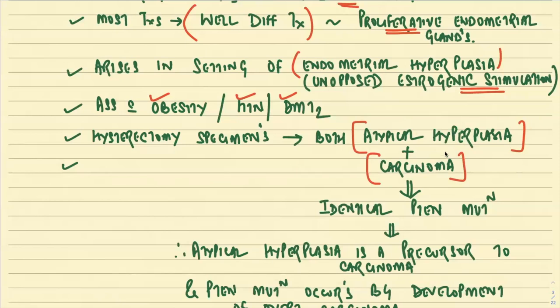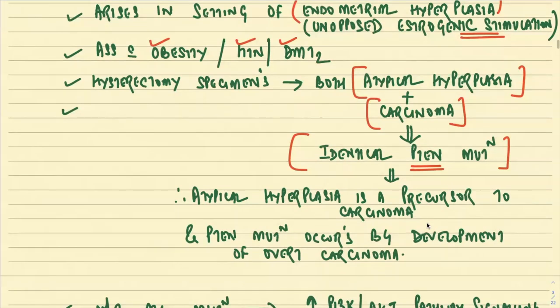How are we saying that? What is the basis? Because both of them contain identical PTEN mutation. This sharing of the PTEN mutation between the atypical hyperplasia and carcinoma is proof that PTEN mutation occurs before the development of overt carcinoma. The PTEN mutation is basically present in the atypical hyperplasia stage only. So it is an early mutation, and it also establishes the fact that atypical hyperplasia is a precursor of the endometrioid variety of endometrial carcinoma.